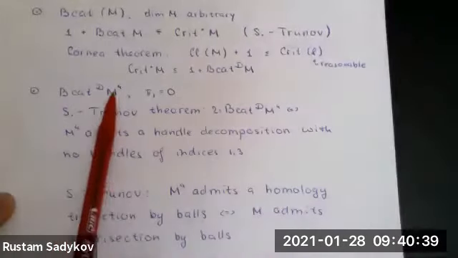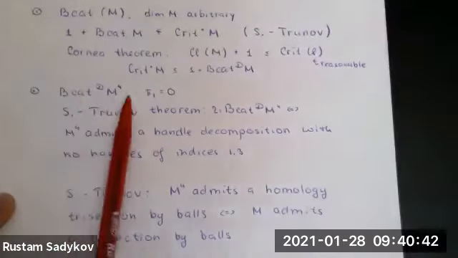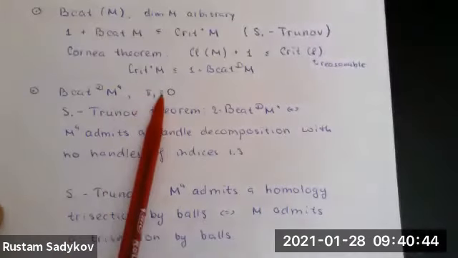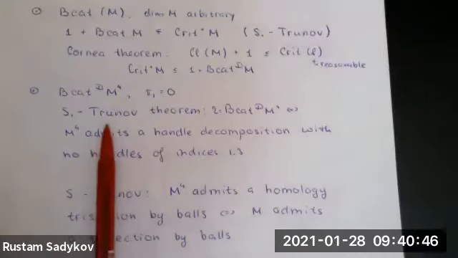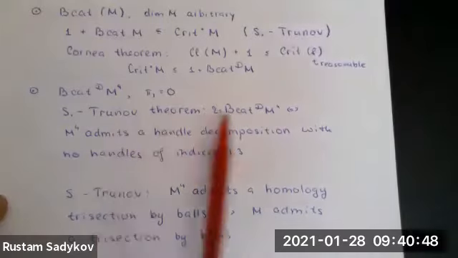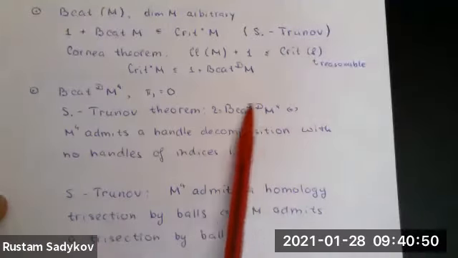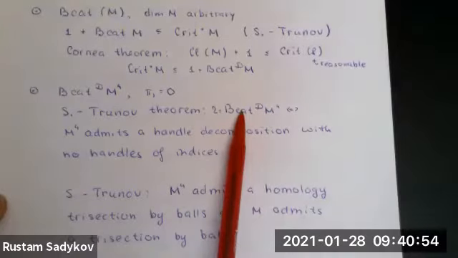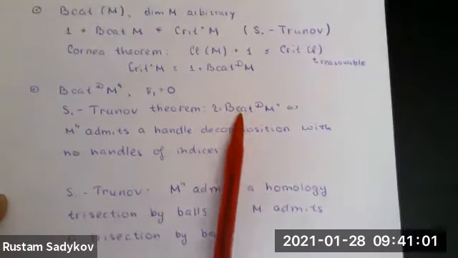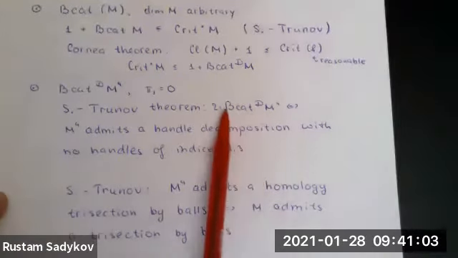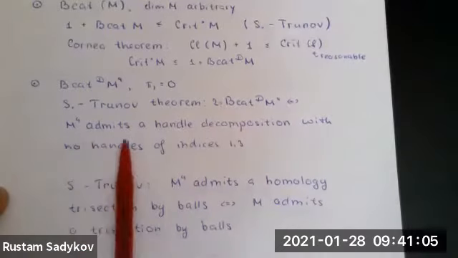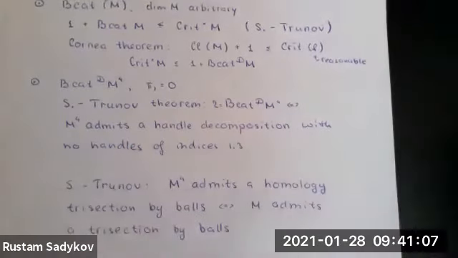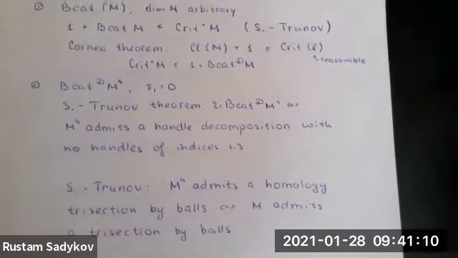covers of the manifold M by smooth balls. It's a case where M is four-dimensional and simply connected. And in this case, with Stanislav Trunov, we proved that B cat of the manifold M is less than or equal to 3. And basically the question is, when is it 2? And the answer is that B cat M is 2 if and only if M admits a handle decomposition with no handles of indices 1 and 3.